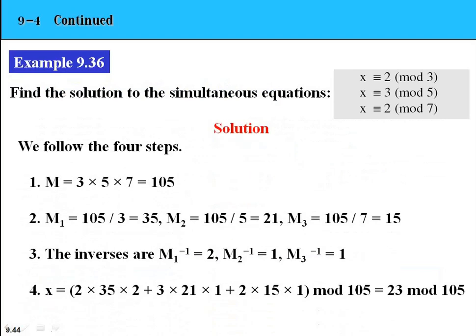Now let us try to solve this equation. The first step is calculation of capital M, that is equal to the moduli 3 into 5 into 7, that is equal to 105. Then we will compute M1, that is 105 by 3, M2 is equal to 105 by 5, and M3 is equal to 105 by 7, and we will calculate the inverses using these individual moduli. And finally the result is x equal to 23 mod 105.